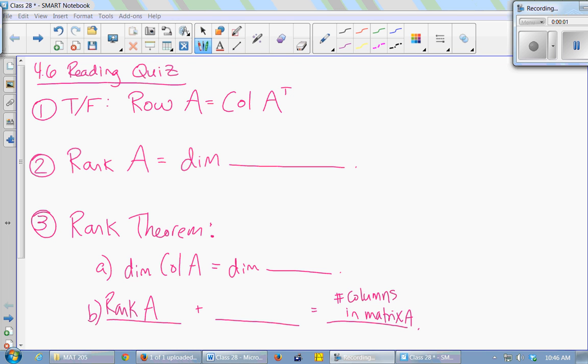True or false? The row space of a matrix A is equal to the column space of the matrix A transpose. True.